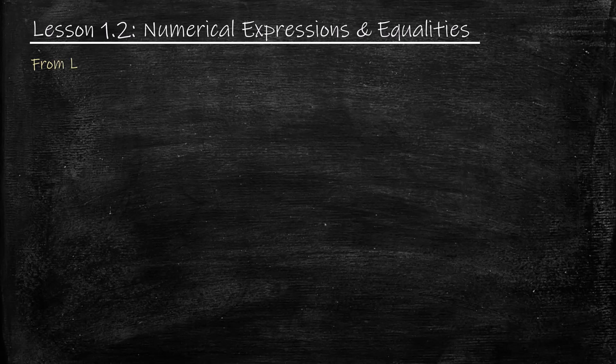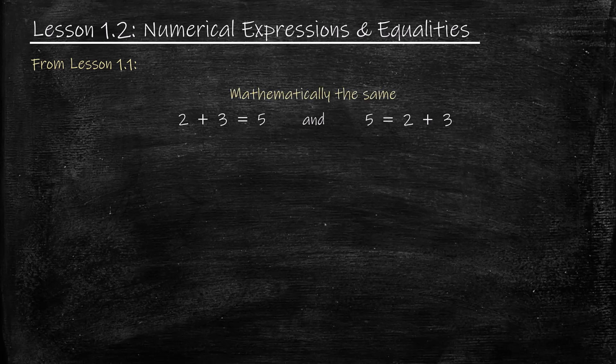As mentioned in lesson 1.1, 2 plus 3 equals 5 and 5 equals 2 plus 3 are mathematically the same. Although we did not define the equals symbol in lesson 1.1, it was easy to see that the equals came between the addition and the result.